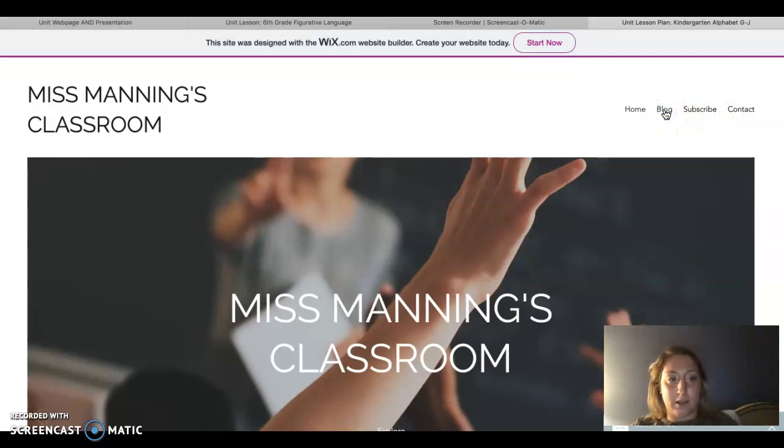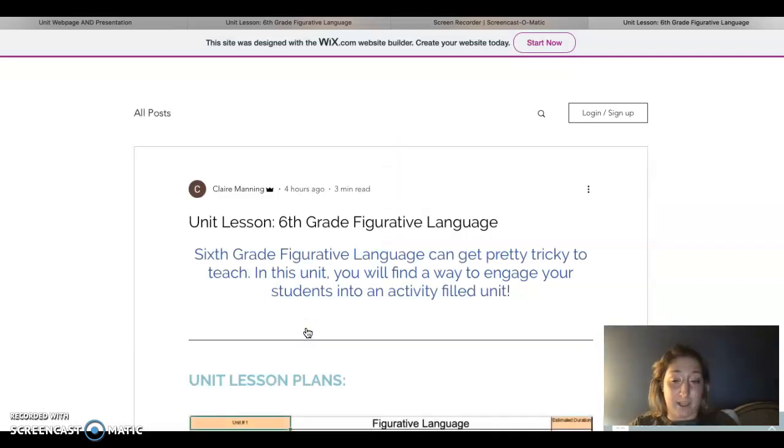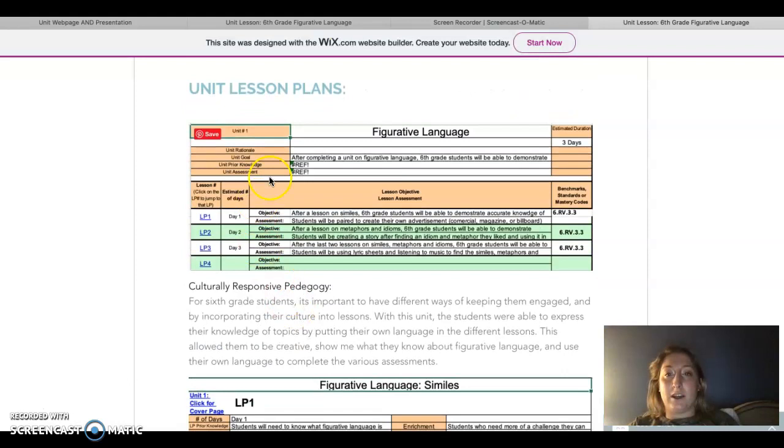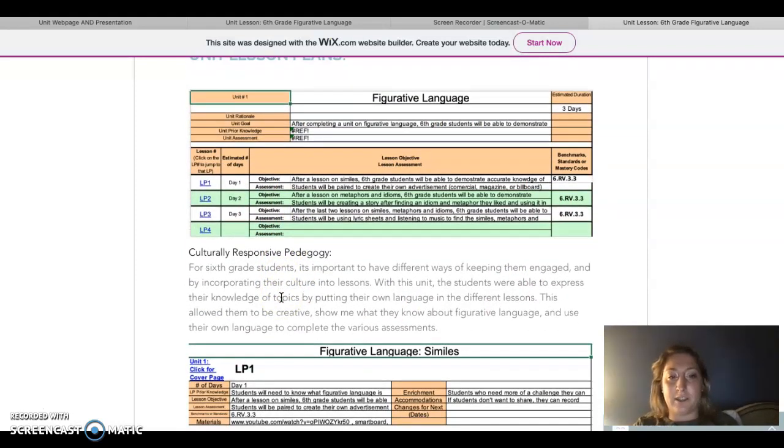If we click on blog, it's going to bring us down to my two units. One was a sixth grade figurative language unit. Here is my unit overview, with culturally responsive pedagogy for this.